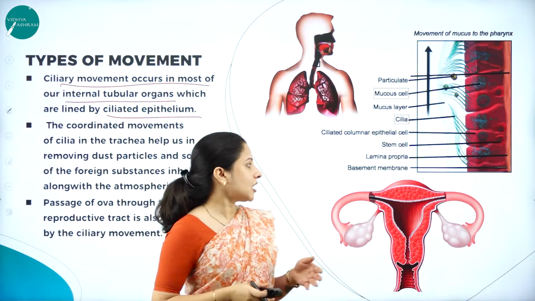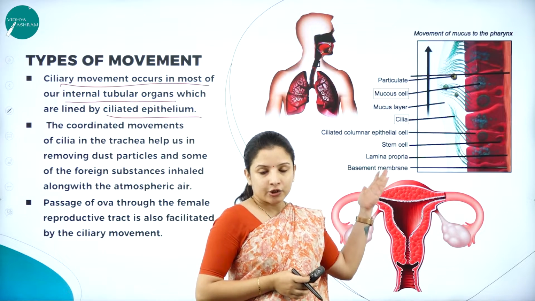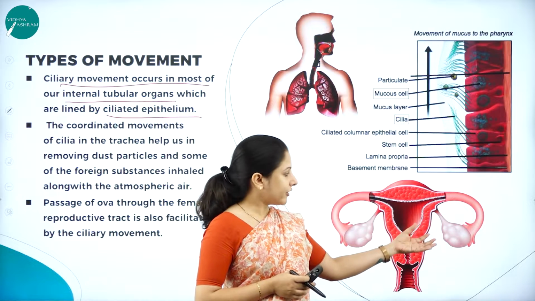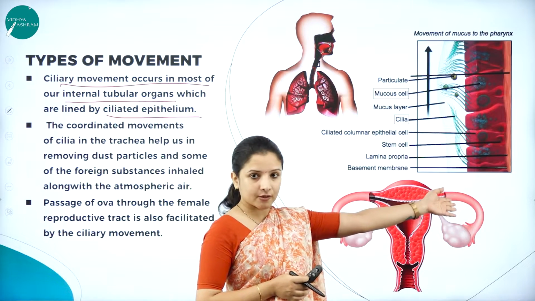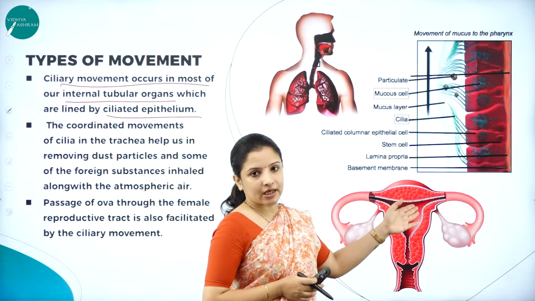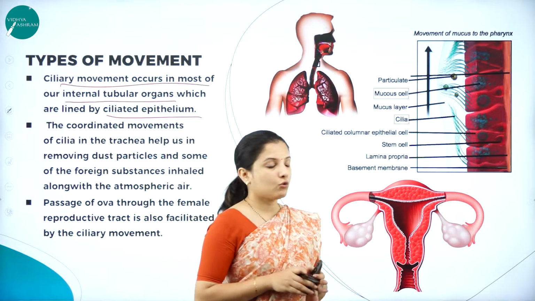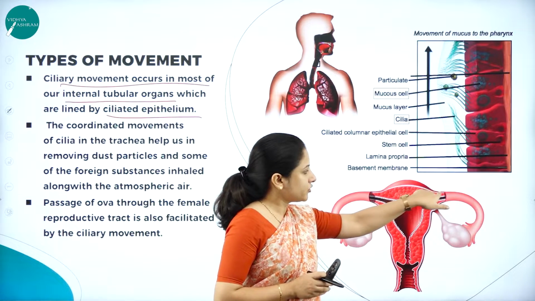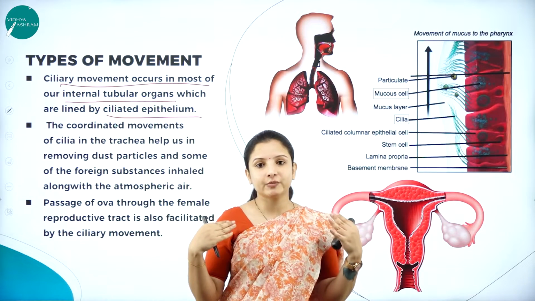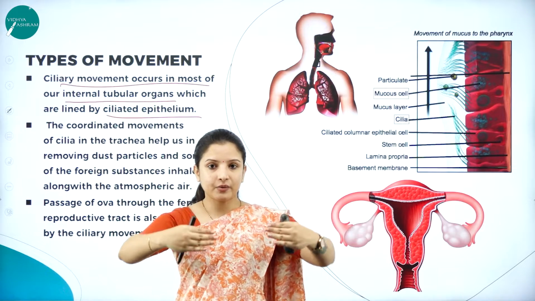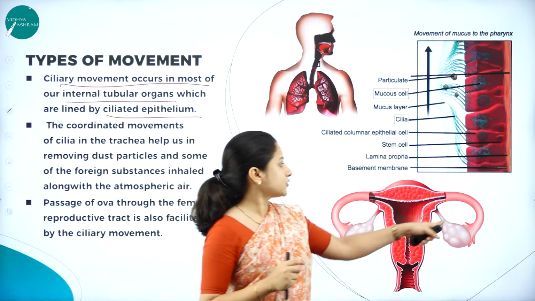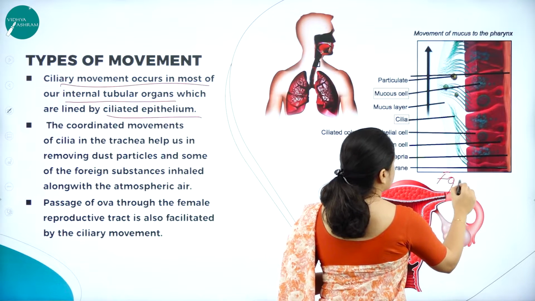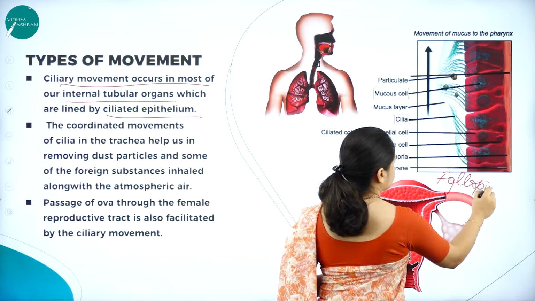Not just that, even in females, the uterus has a fallopian tube. It is through the fallopian tube that the matured egg, or ovum, actually travels. For the matured egg to travel from the ovary through the fallopian tube, cilia will be present there as well, which will move in one particular direction, pushing the egg forward through the fallopian tube. So this is the fallopian tube.